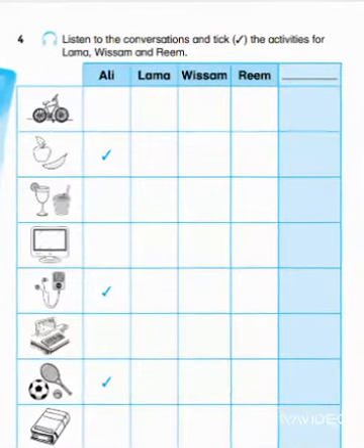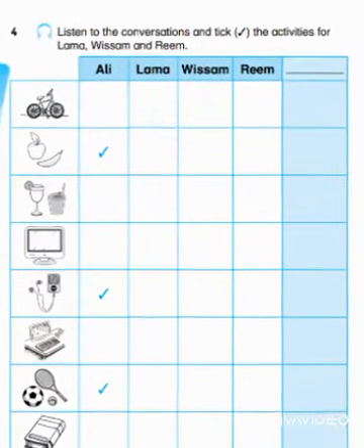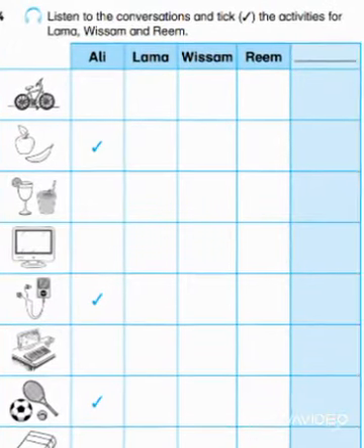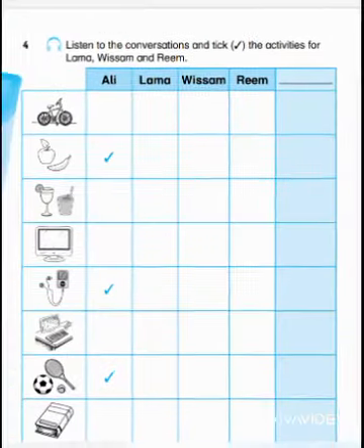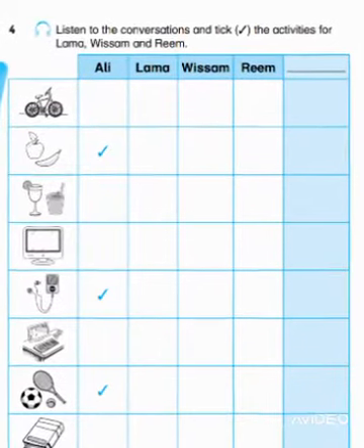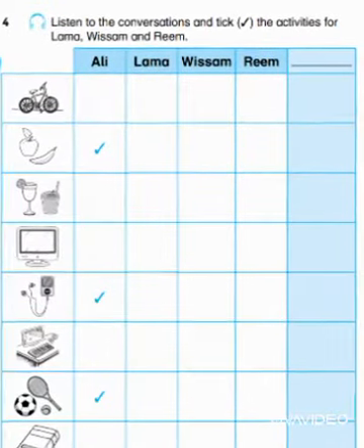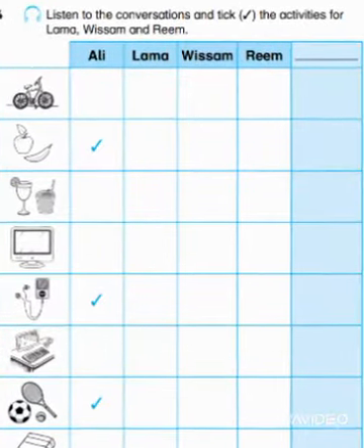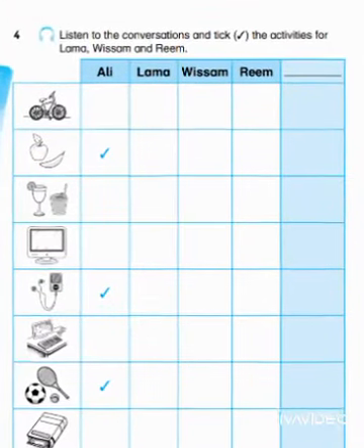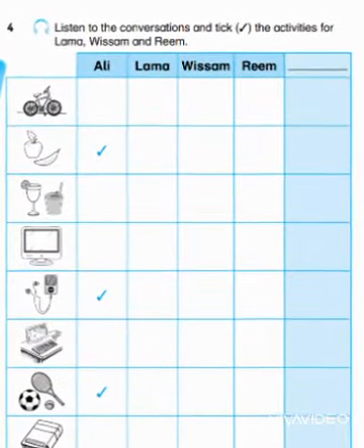Activity Book, Unit 22, Exercise 4. 1. What does Ali do every day? He eats a banana in the morning. He plays tennis in the afternoon. And he listens to music at 7 o'clock.